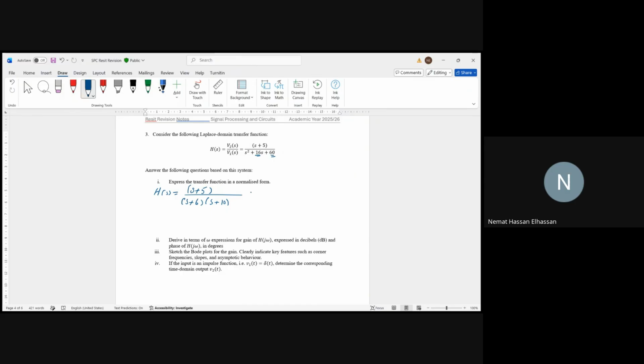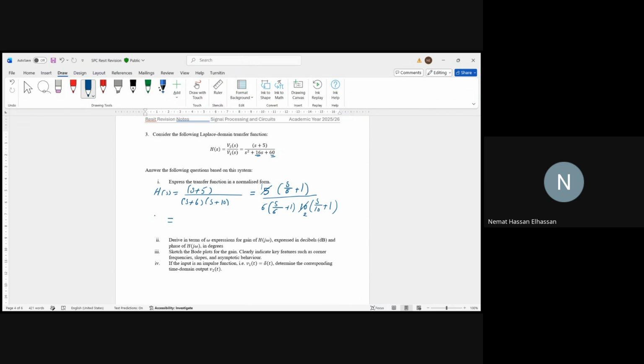So instead of s plus 5, I want it to be a factor multiplied by s plus 1. So what I would do is take 5 out as a common factor, so here I'll have s over 5 plus 1. And then I'll do the same at the denominator, so it will be 6 times s over 6 plus 1 times 10 times s over 10 plus 1. And then I'll simplify: 5 divided by 5 is 1, and 60 divided by 5 is 12.